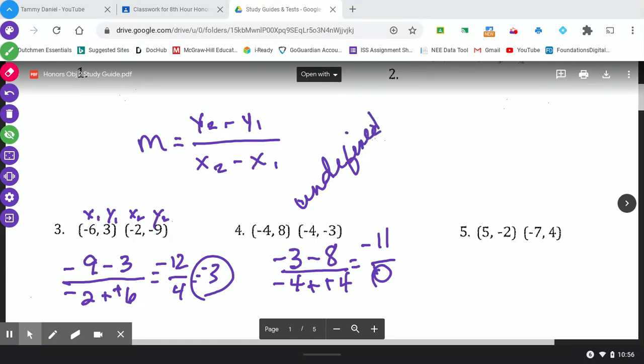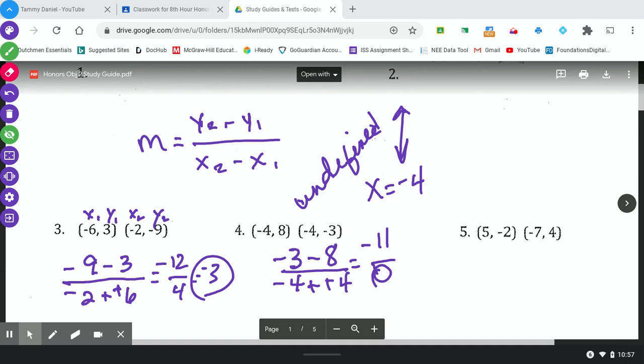Also, we know that an undefined slope means that it's going to go up and down, but it's not going to go left and right. So we're going to have a vertical line, and it would be x equals, in this case, -4 would be the equation of the line. But we'll talk more about that in a minute.